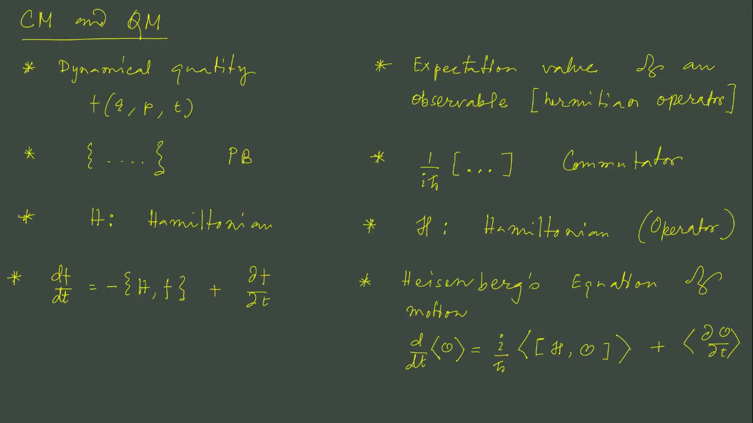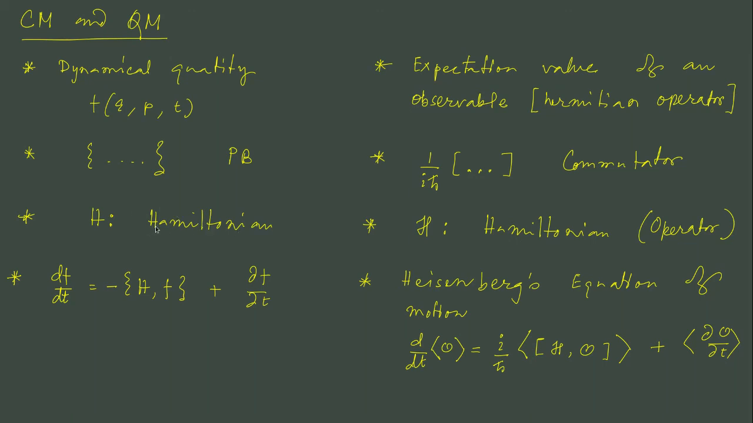Now we look at some comparison between classical mechanics and quantum mechanics. Now we just define Poisson brackets. So in classical mechanics, we have a dynamical quantity f, which is a function of q, p, and t. In quantum mechanics, an analogous quantity is the expectation value of an observable. An observable is a Hermitian operator. Then in classical mechanics, what we have as a Poisson bracket, in quantum mechanics, that same role is played by a commutator, except for the scaling factor 1/iħ.